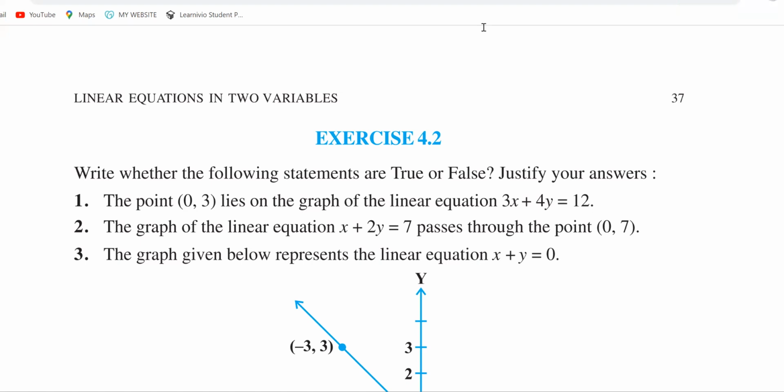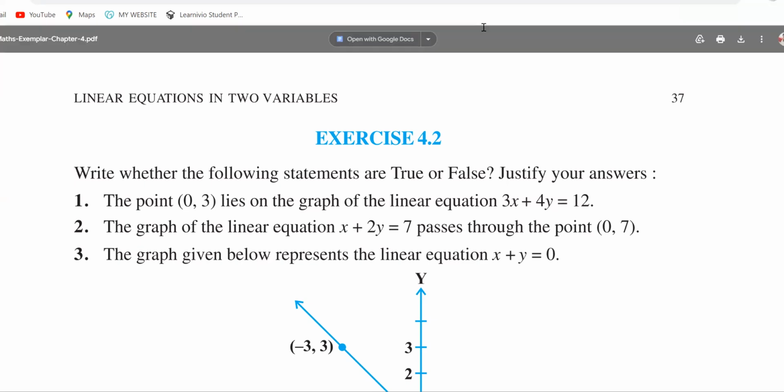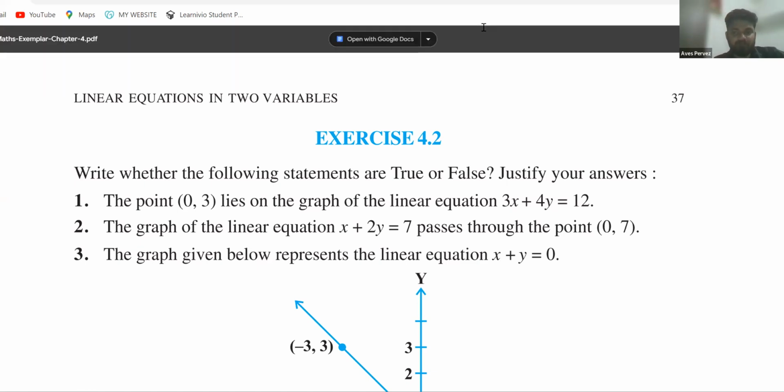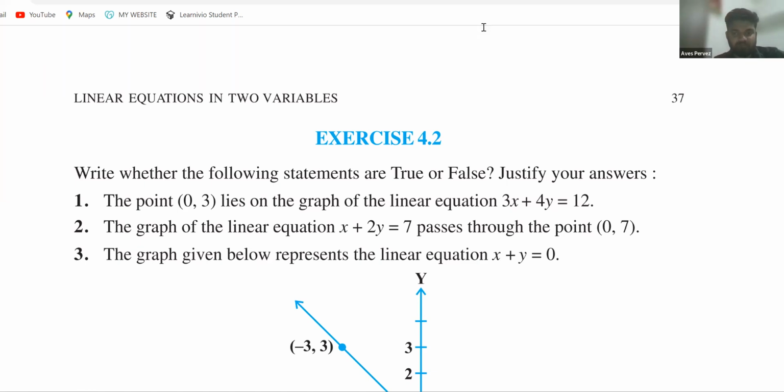Yes, sir. The answer is 12. It's true. First one. Yes, you can say that it is false. Putting 0, the second one will be false. In the second one, it will also be false.